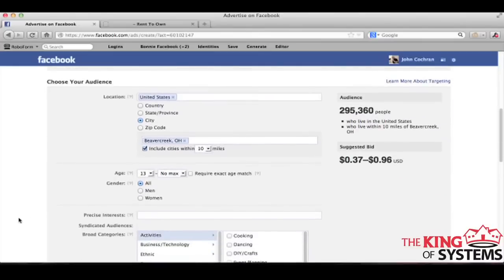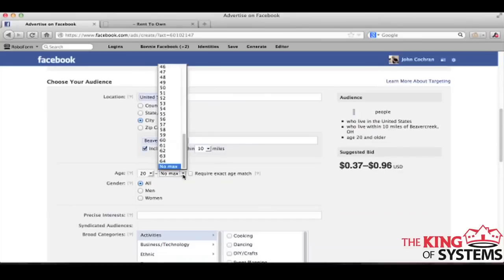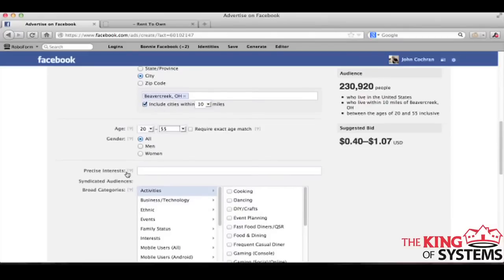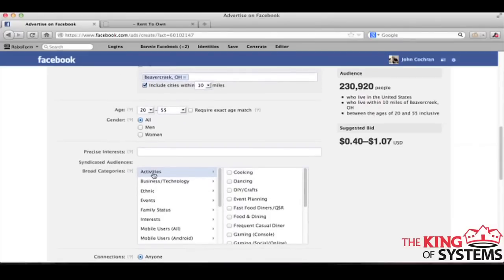And then for the buyer part of it, I'm looking for people of the ages of about 20 years old all the way up to 55, okay? That's just the typical people that are going to be on Facebook. That's my target audience that is going to be typically buying a home for me. So 20 to 55, that's just what we do on Facebook. Gender, you want to do all. Precise interest, nothing there. Broad categories.